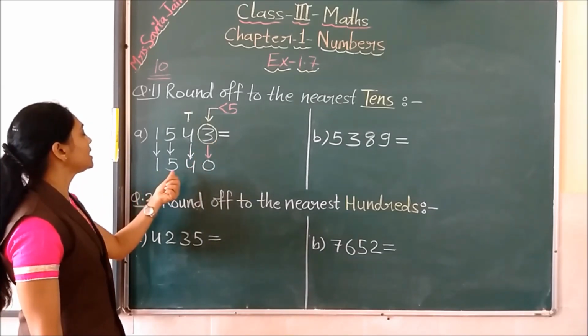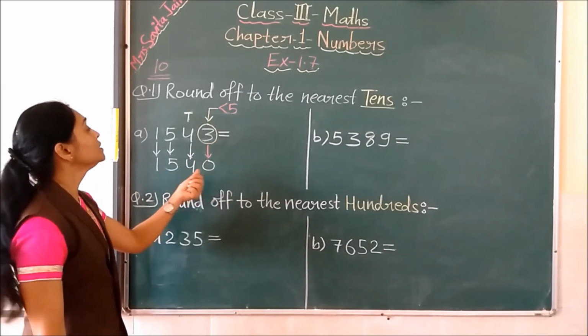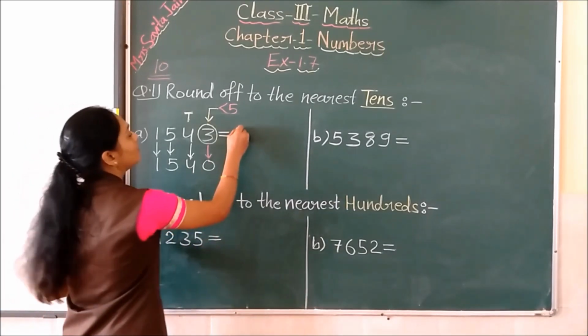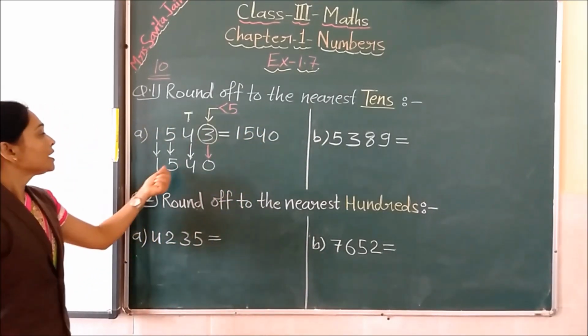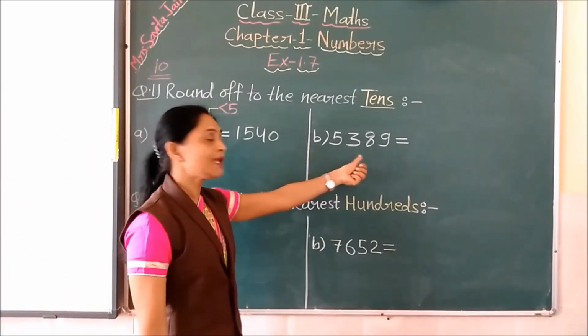So like this we got this number 1543 as 1540 to the nearest tens. 1540.